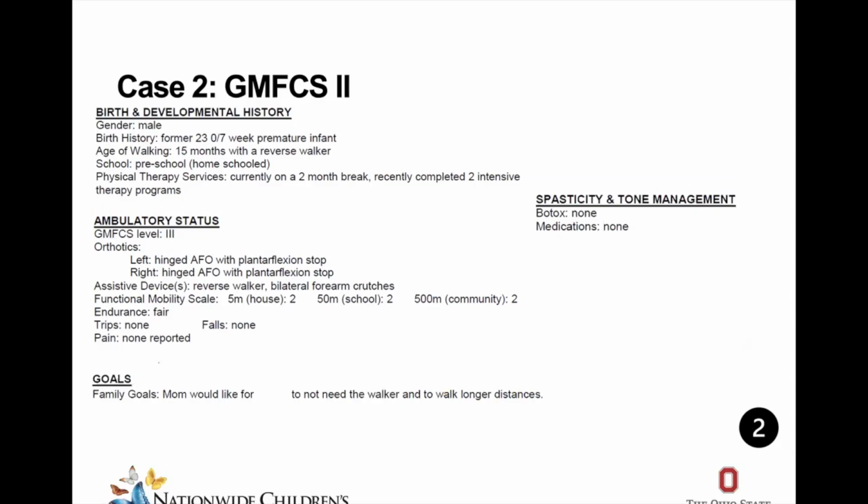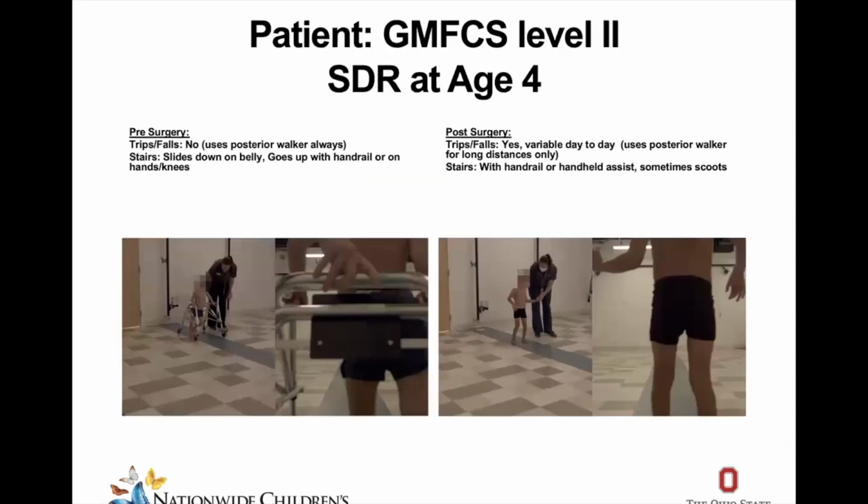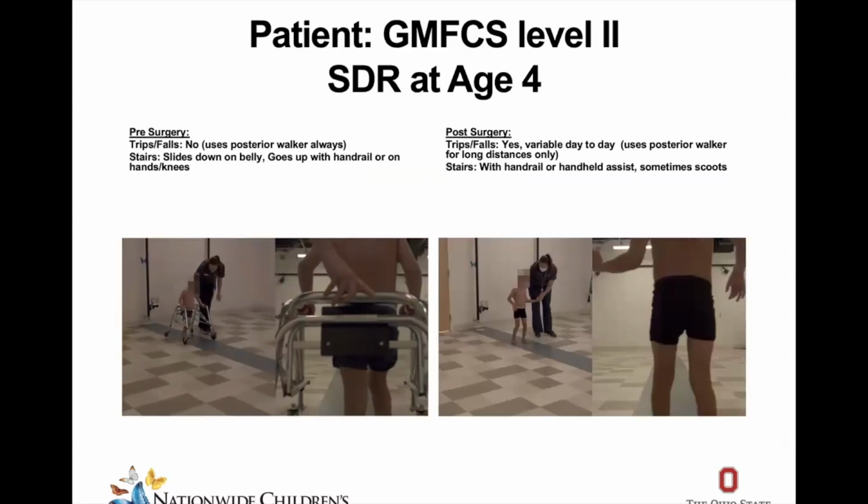Since not everybody is a GMFCS1, let's look at a few more. GMFCS2 children, a little bit more severely affected, usually currently on a 2-week break with 2 intensive physical therapies, ambulatory status. GMFCS 2 to 3, trips, non-falls, non-pain, non-reported, wearing hinged AFOs. And what do they want? They'd like to not need a walker and to walk longer distances. This is what they look like.